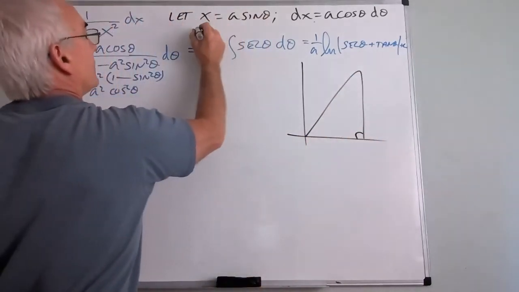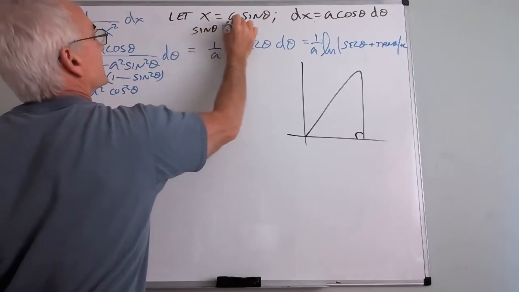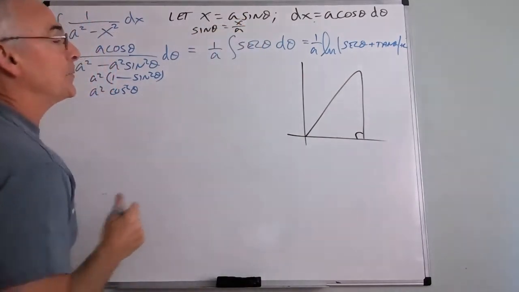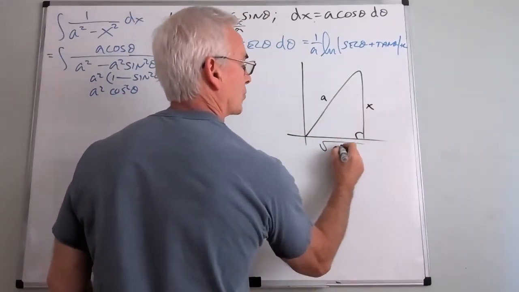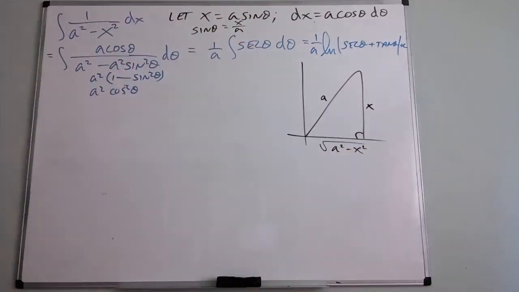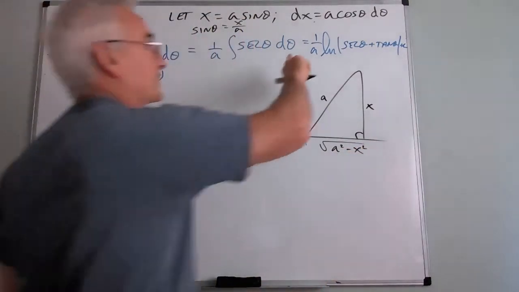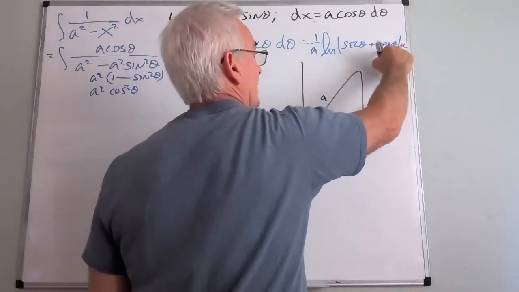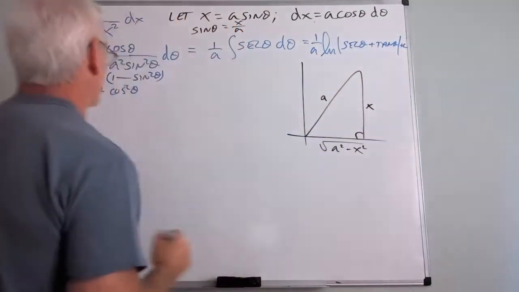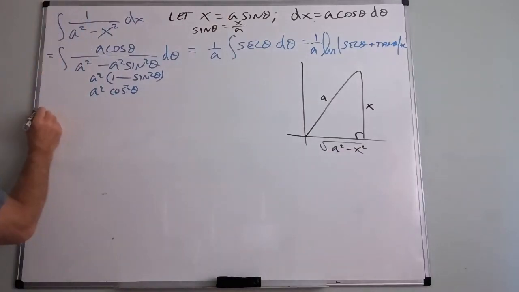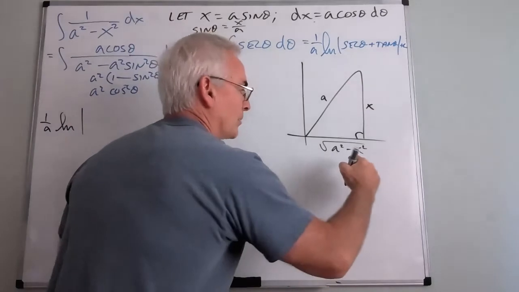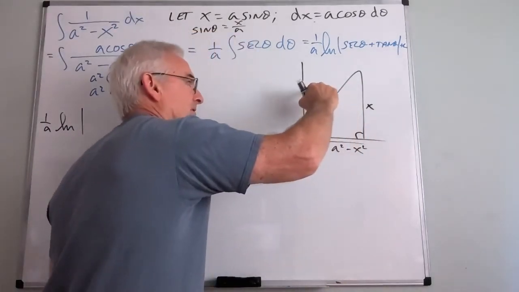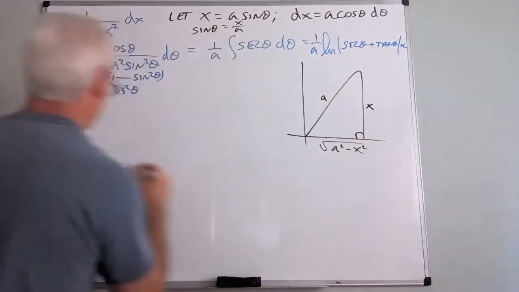So going back to here, sine theta is x over a. So I need a picture. x, a, so that would be the square root of a squared minus x squared. Okay. So now my final answer. I'm going to replace the secant of theta and the tangent of theta with whatever comes out of that statement right there. So now I'm going to bring that all the way over to here. I'm going to get 1 over a times the natural log of. Now, what is the secant? Well, let's see. Cosine is this over this. So secant is this over this.